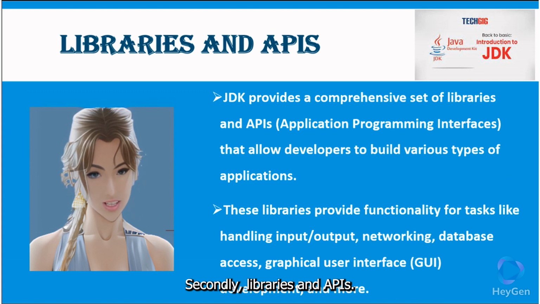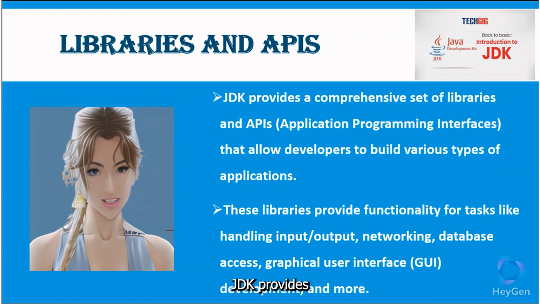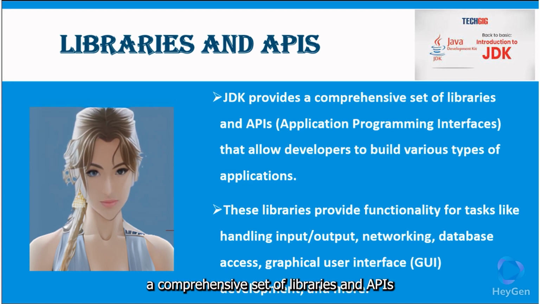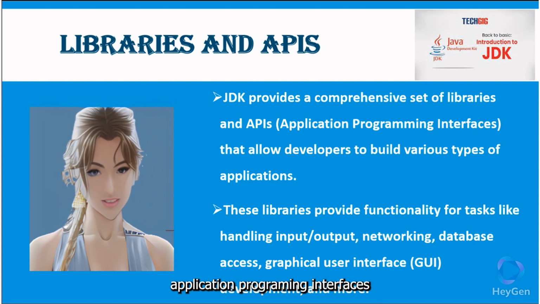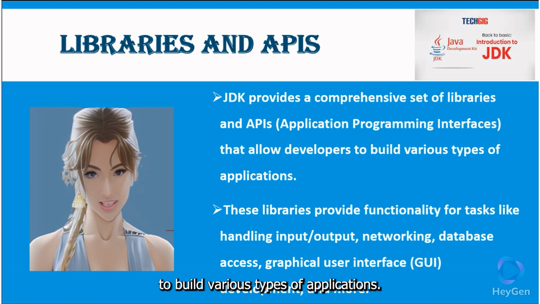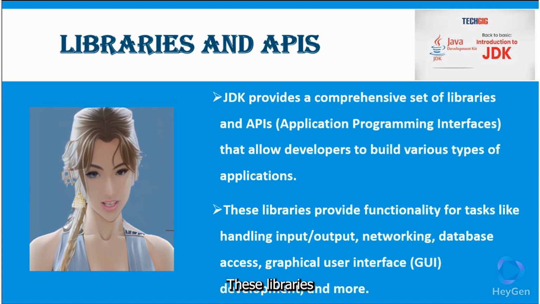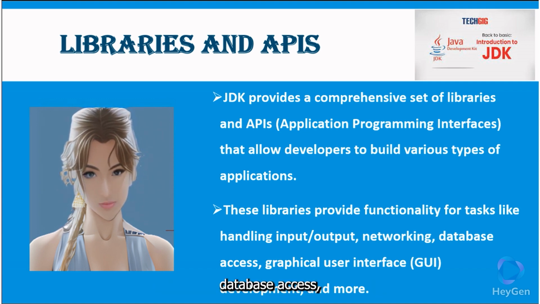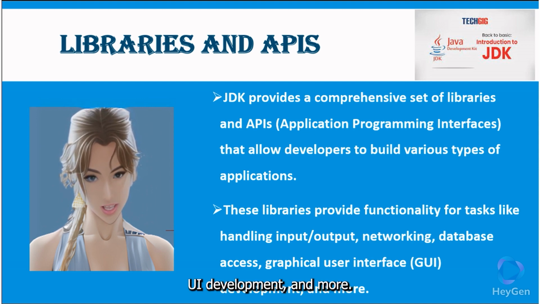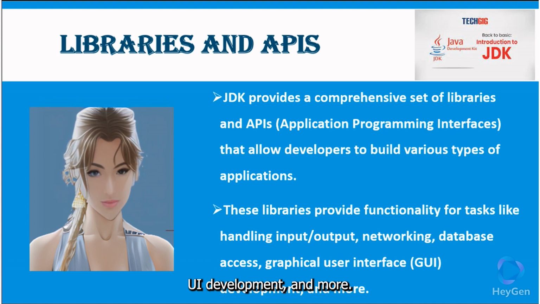Secondly, libraries and APIs. JDK provides a comprehensive set of libraries and APIs, application programming interfaces, that allow developers to build various types of applications. These libraries provide functionality for tasks like handling input, output, networking, database access, graphical user interface, GUI, development, and more.